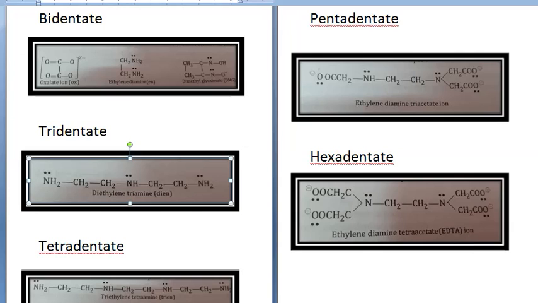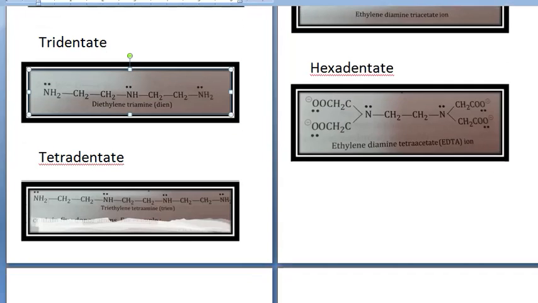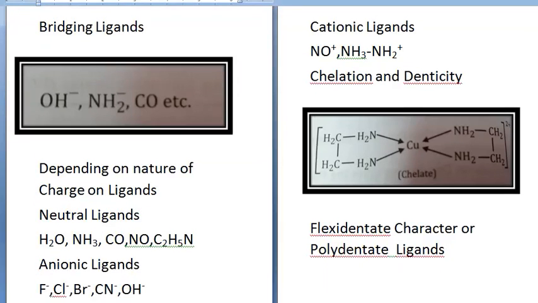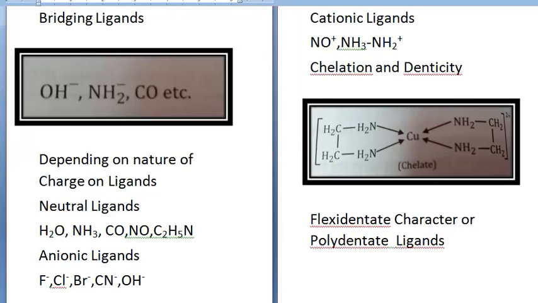In short, it is called EDTA. Many times in the exam, it is asked what is the full form of EDTA. So ethylene diamine tetraacetate ion, and you should remember the formula of this. Next type of ligands is bridging ligand. Bridging ligands are monodentate ligands which can simultaneously attach themselves to more than one metal ion. For example, OH minus, NH2 minus, CO, etc. Now, all the ligands which you have studied just now, which have more than 2 donor atoms present in the molecule, that means tridentate, tetradentate, pentadentate, hexadentate, they are all also called polydentate ligands.